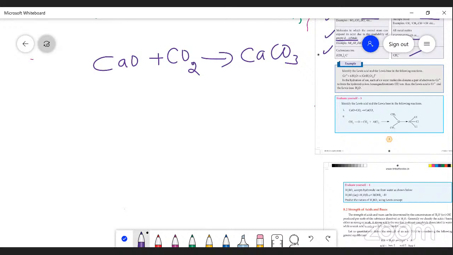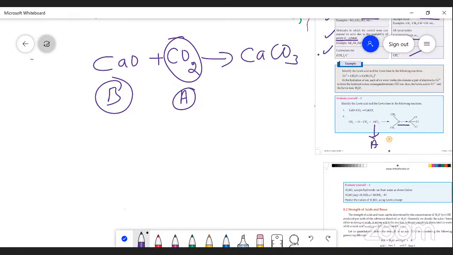Already we said that the polar oxides can act as a Lewis acid. So CO2 is a Lewis acid and this is a Lewis base, a metallic oxide, calcium oxide, basic in nature. And then another reaction is given. See, the reaction clearly explains the coordinate bond: oxygen donating the pair of electrons towards aluminium. So AlCl3 acts as a Lewis acid. Since the ether is donating the pair of electrons, this is a Lewis base.